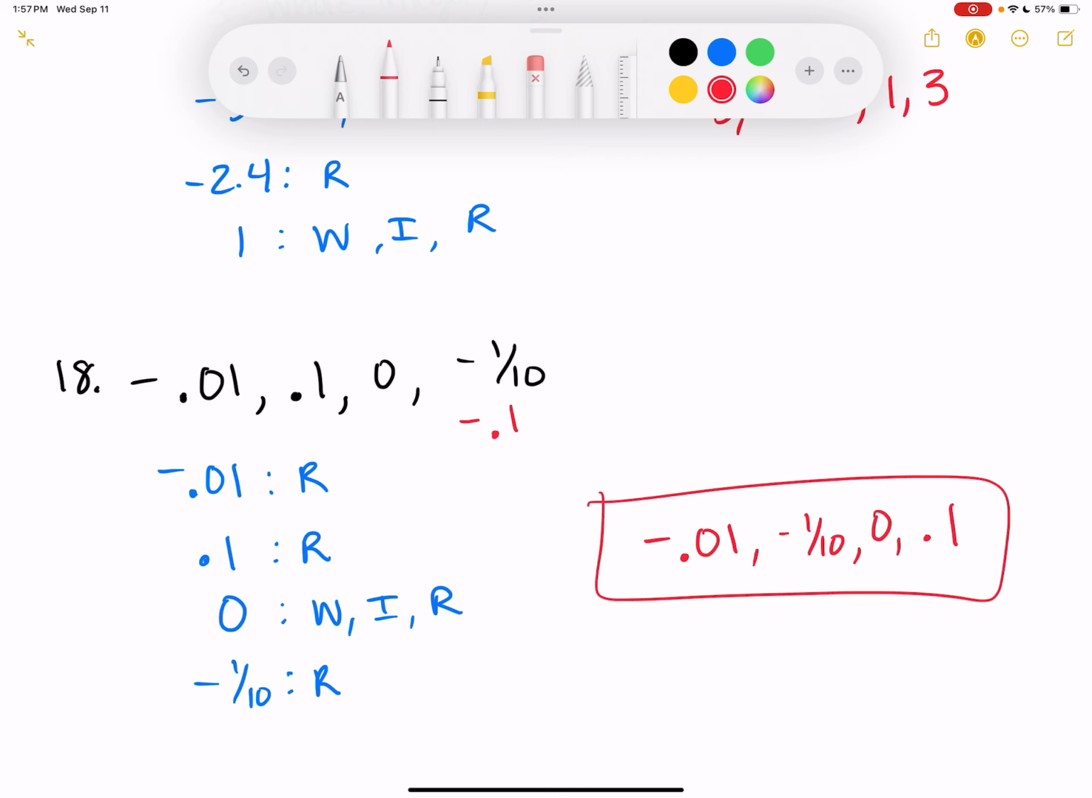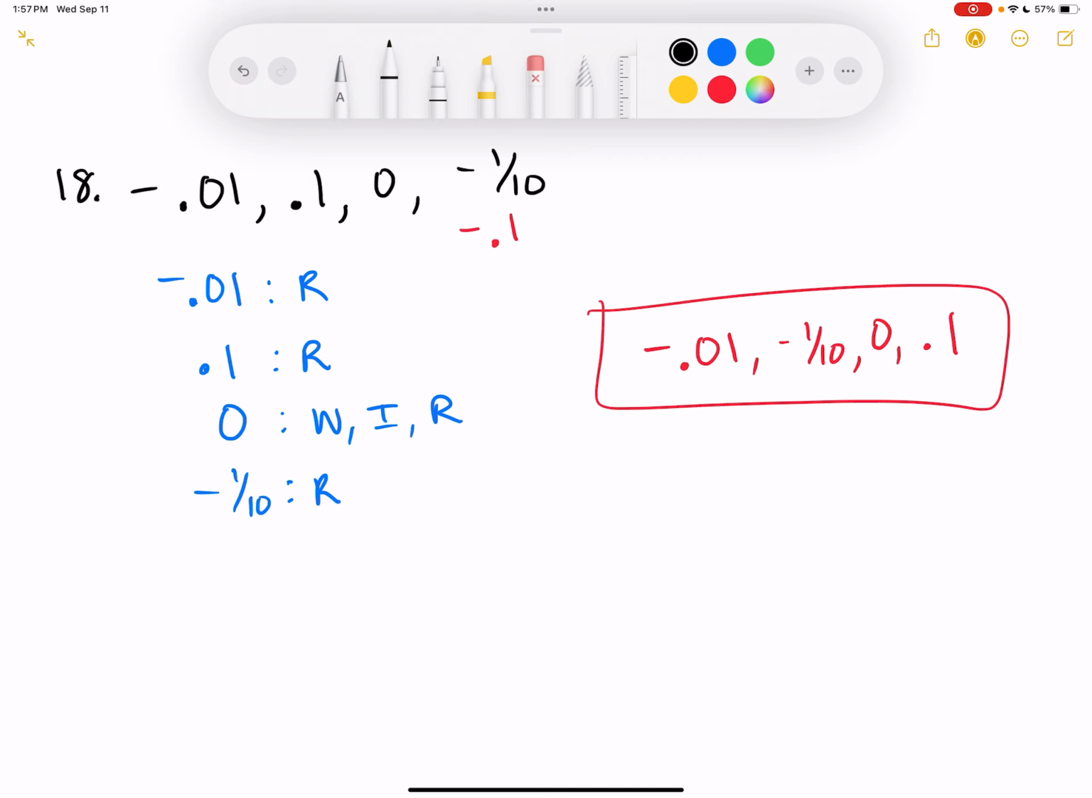All right, let's do one more of these. 22: negative 3/5, negative 0.4, negative 1, and negative 0.5.